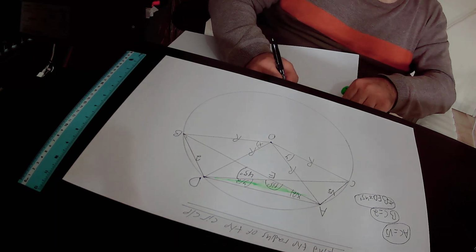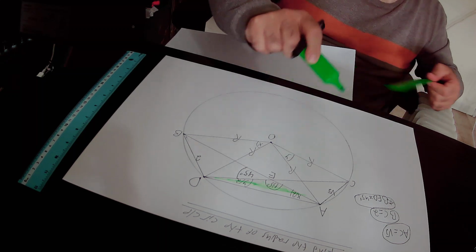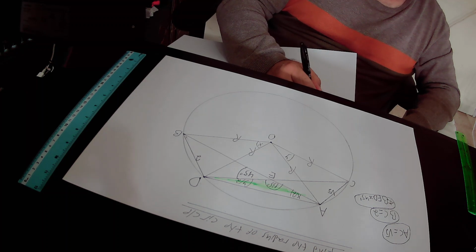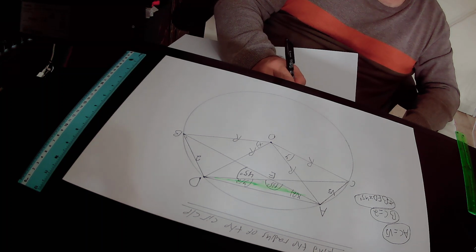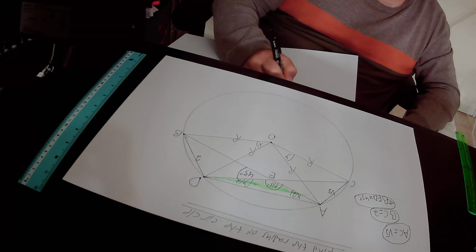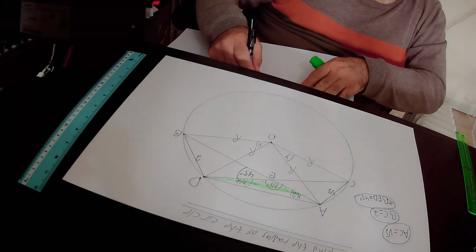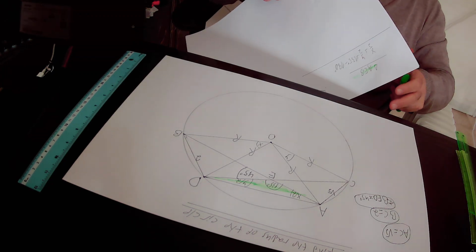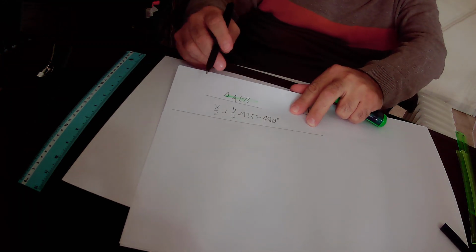So which angles do we have inside green triangle AED? We have angle x over 2 plus y over 2 plus 135 degrees, which must be equal to 180 degrees according to the rule that I mentioned. So here x over 2 plus y over 2 plus 135 degrees equals 180 degrees.